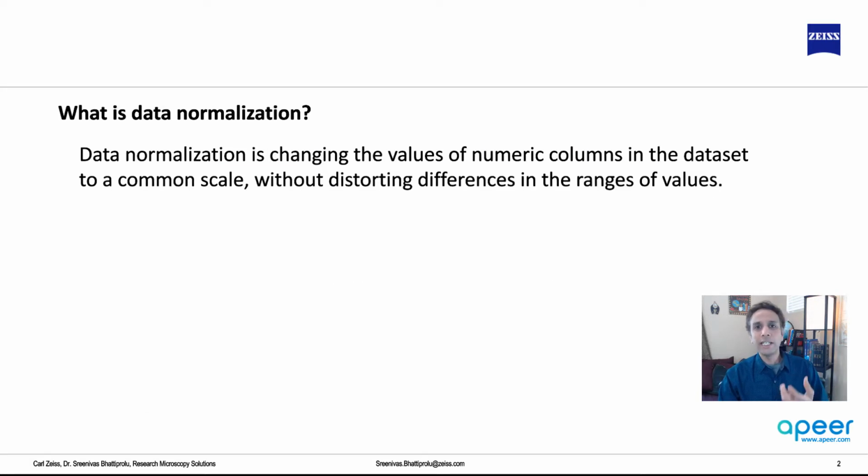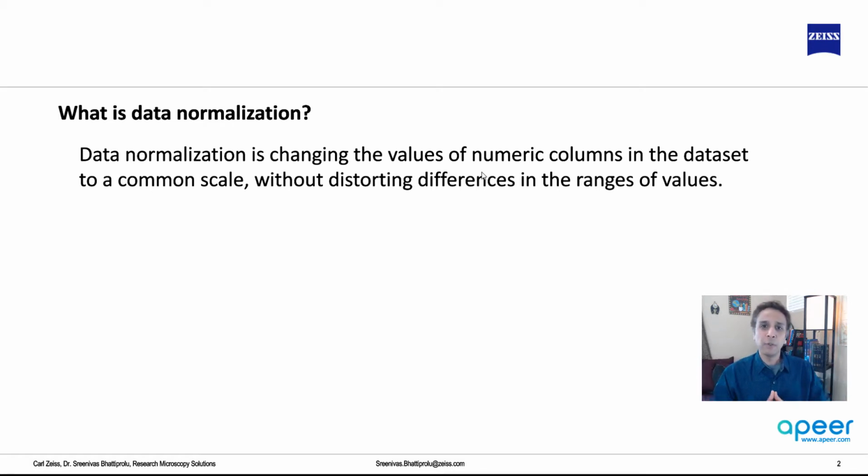So first of all, we need data normalization because when you work with data, there may be many streams of information associated with your data, and each stream may have a different range of values. So the technical definition of data normalization is you're changing your numeric values in the data set into a common scale without distorting the differences in the range of the values. Meaning you cannot change the information contained in these values, but you want to bring all the values to a common scale so you can compare them.